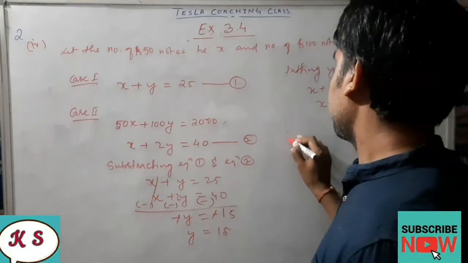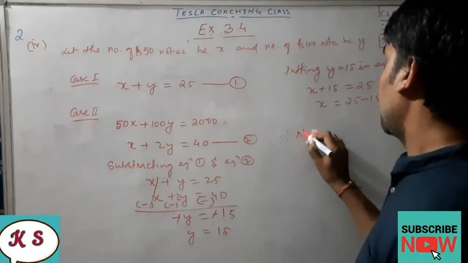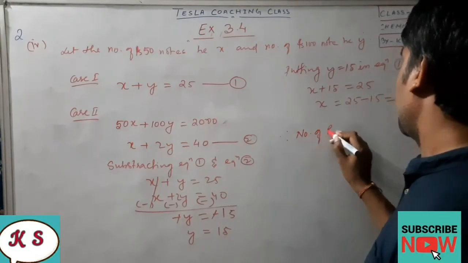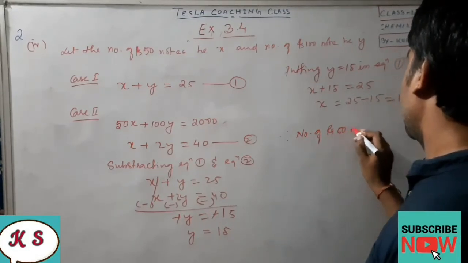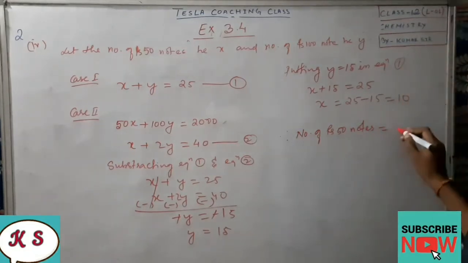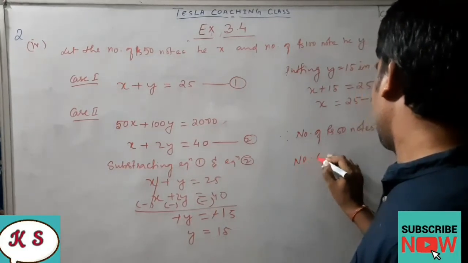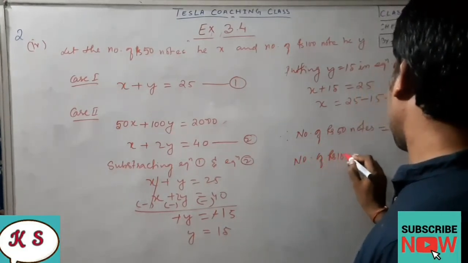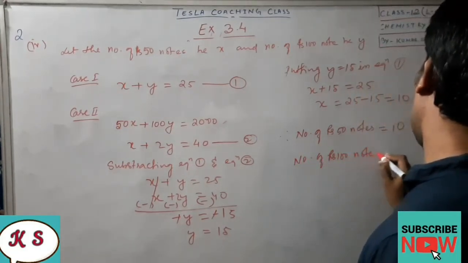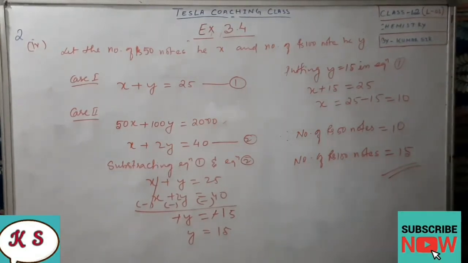So we'll write here, therefore, number of rupees 50 notes equal to X is how much? 10. So it will be 10, and number of rupees 100 notes equal to how much? 50. So this is your answer.